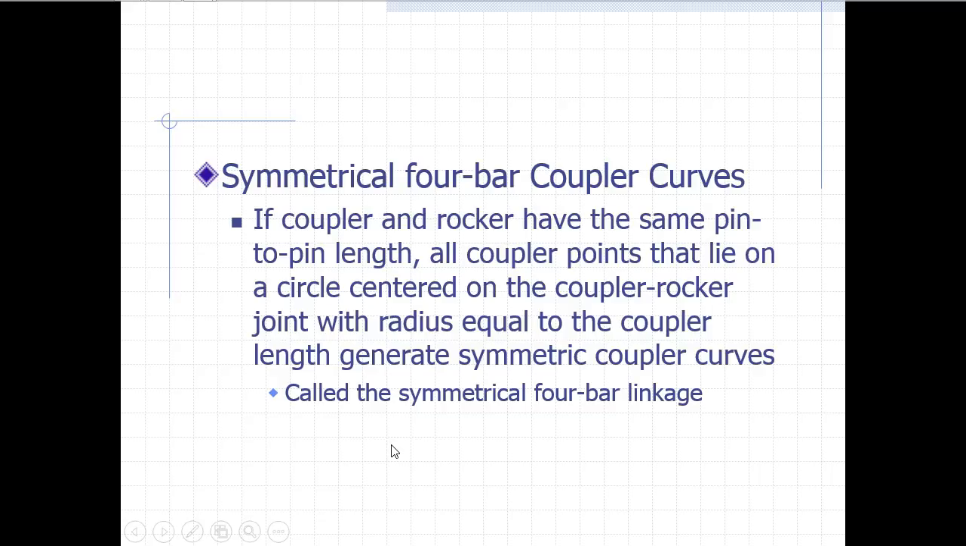Again, just to restate, these linkages look pretty much like the ones we just saw, except for these facts. The coupler and rocker must have the same pin-to-pin length. So we're saying there that L2 must be equal to L4. All coupler points that lie on a circle that's centered on the coupler rocker joint, usually labeled B, and have radius equal to the coupler length, or equal to L3, will generate symmetric coupler curves.